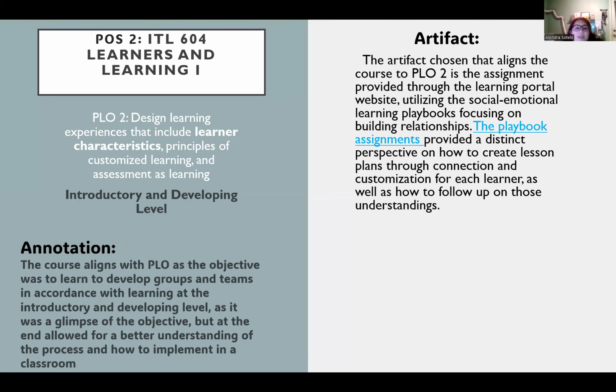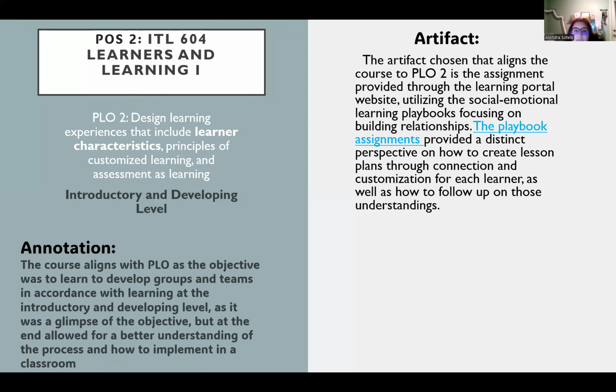POS 2 is the ITL 604, Learners and Learning 1. PLO 2, Design Learning Experiences that include learner characteristics, principles of customized learning, and assessment as learning. Chose this in the introductory and developing level. The course aligns with PLO 2 as the objective was to learn to develop groups and teams in accordance with learning at the introductory and developing level, as it was a glimpse of the objective, but at the end allowed for a better understanding of the process and how to implement it in the classroom.